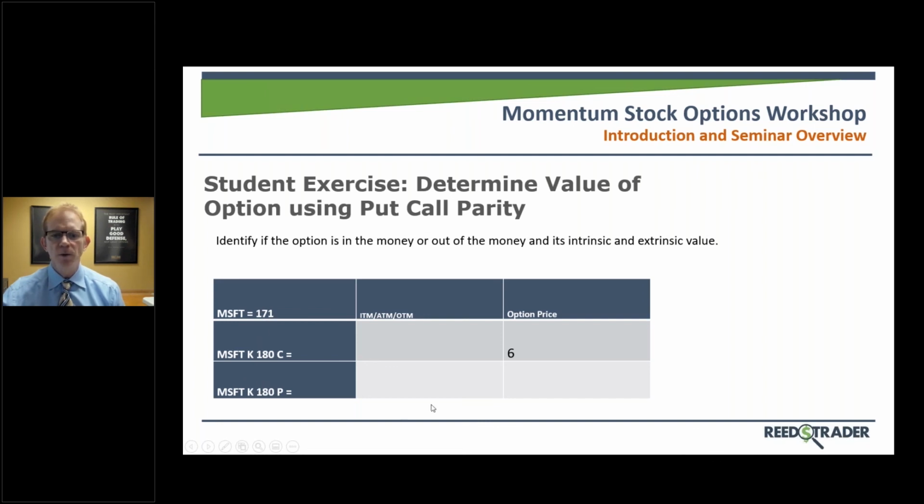180 minus 171. So we know that the extrinsic value of calls and puts are the same. The call is worth 6. So that means the extrinsic value of the put is also 6. 6 plus the in-the-money amount of 9 is 15. So the put is worth 15. There it is.